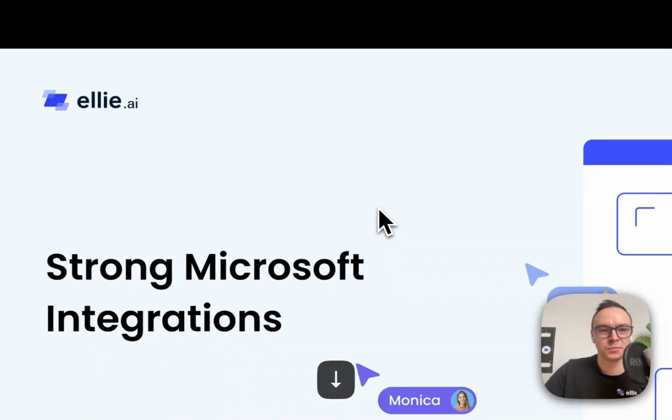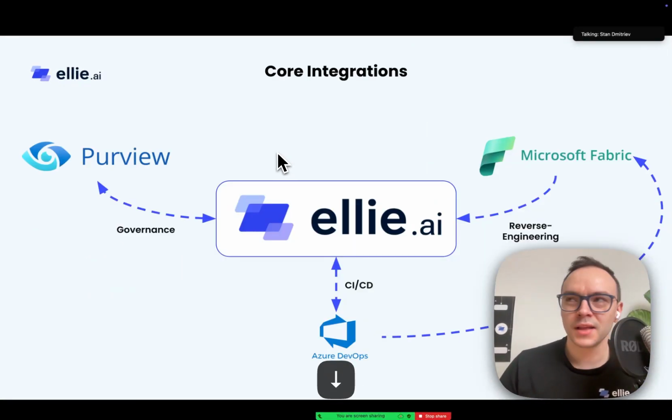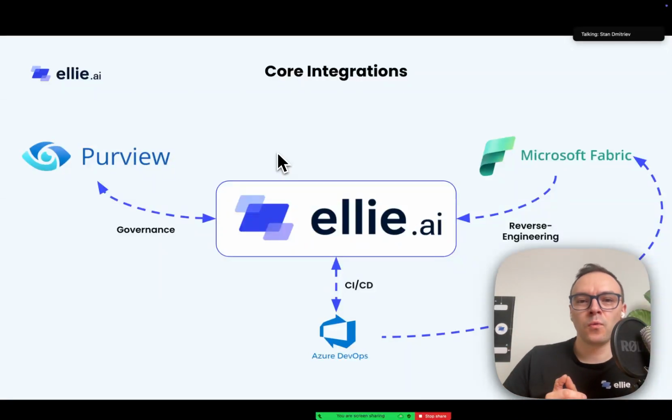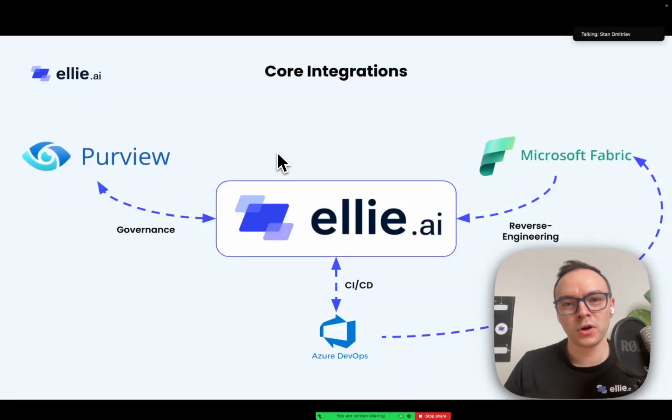All right, let's move to our next section about Microsoft. So over the last couple of months, we've been working really hard with our close customers and trying to figure out a workflow between Ellie and the Microsoft stack. We're talking about Purview, which is the data catalog, DevOps for CI/CD, and Microsoft Fabric. And we're getting really close to enabling a full workflow between Microsoft products and Ellie.